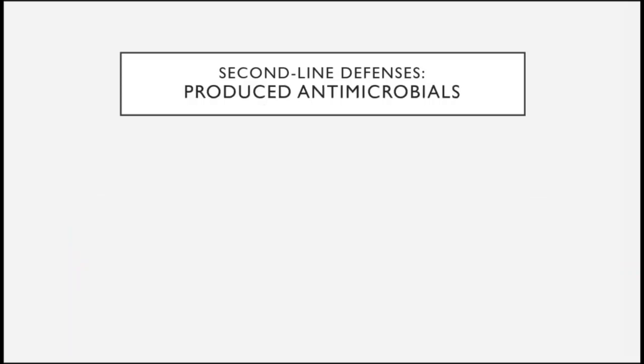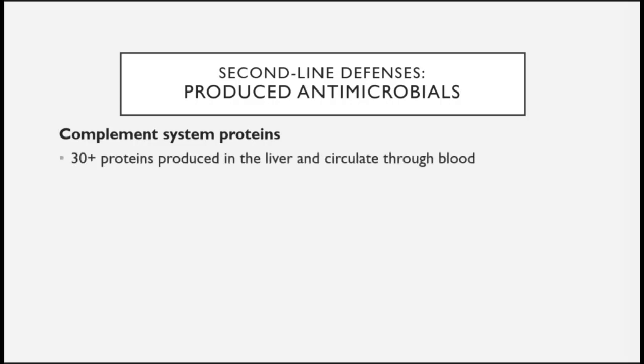Moving right along, let's now discuss antimicrobials. To begin with, let's discuss complement system proteins. There are over 30 proteins produced in the liver that circulate through the blood.